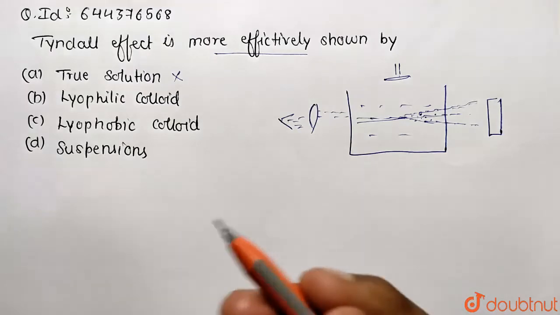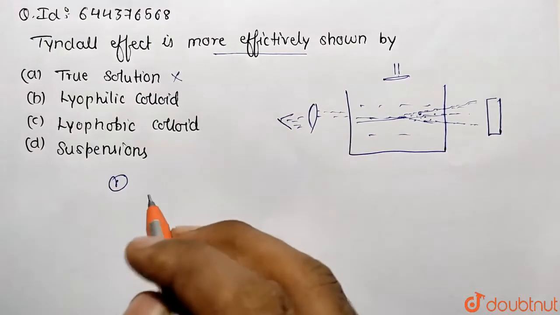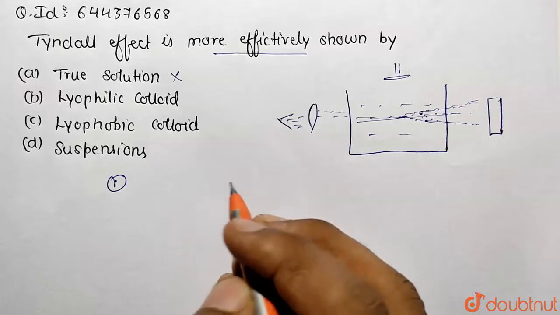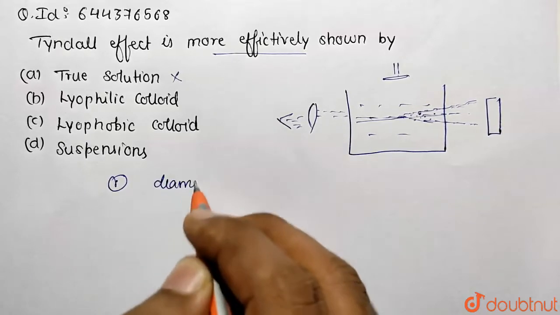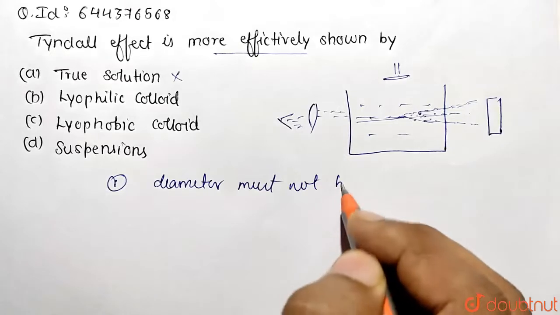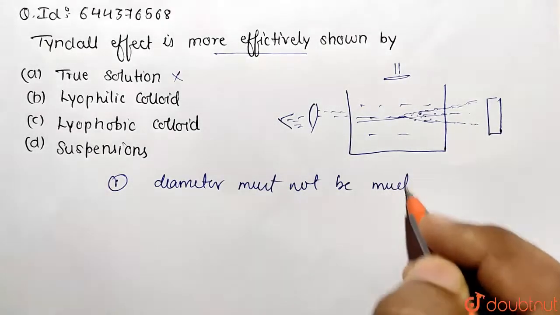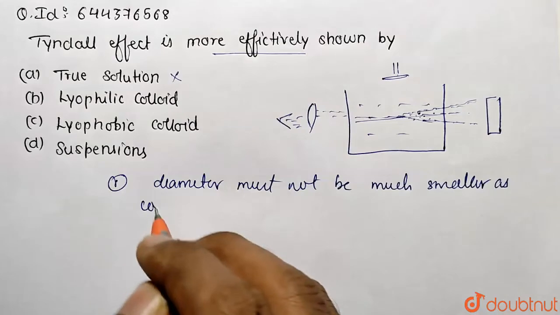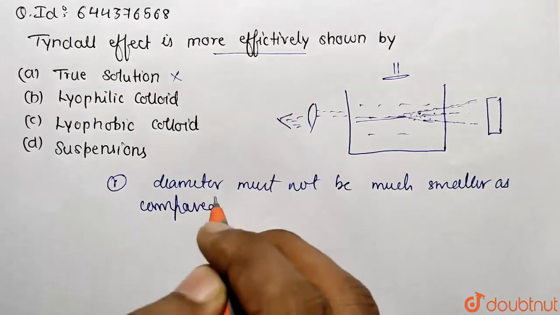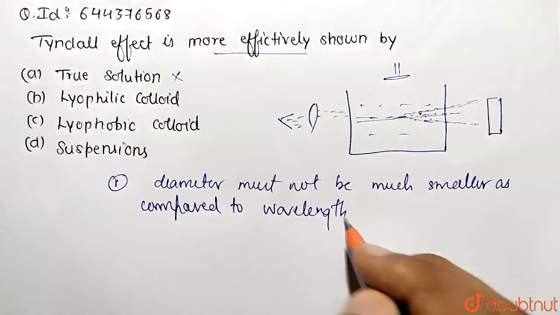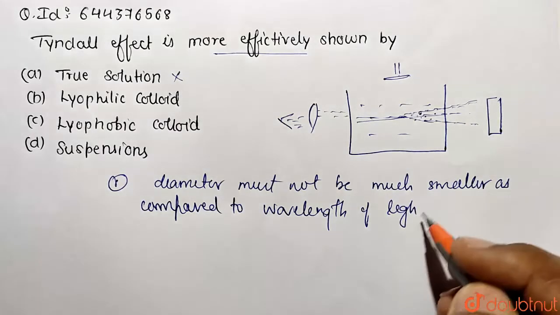Let's mention the two important conditions for the Tyndall effect. The diameter of the dispersed particle must not be much smaller as compared to the wavelength of light used. This is the first condition.